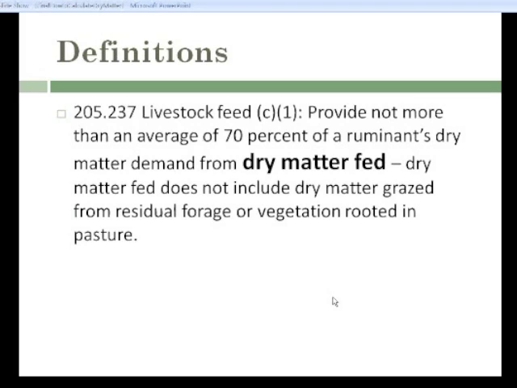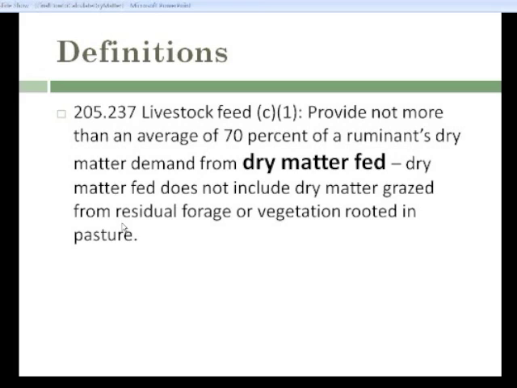One more definition here. This is a new one in the rule, dry matter fed. This is the amount of dry matter that's being fed that includes everything other than what's being grazed out in the pasture. So this would be the dry matter from grain, hay, and silage and things like this.